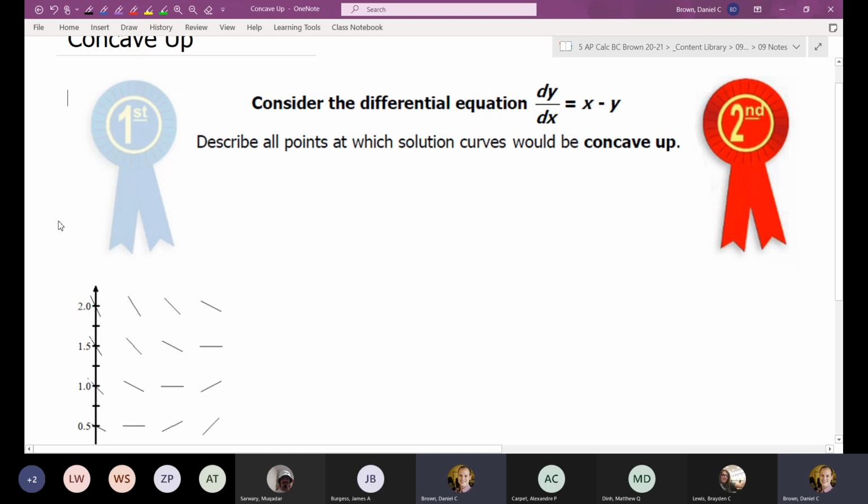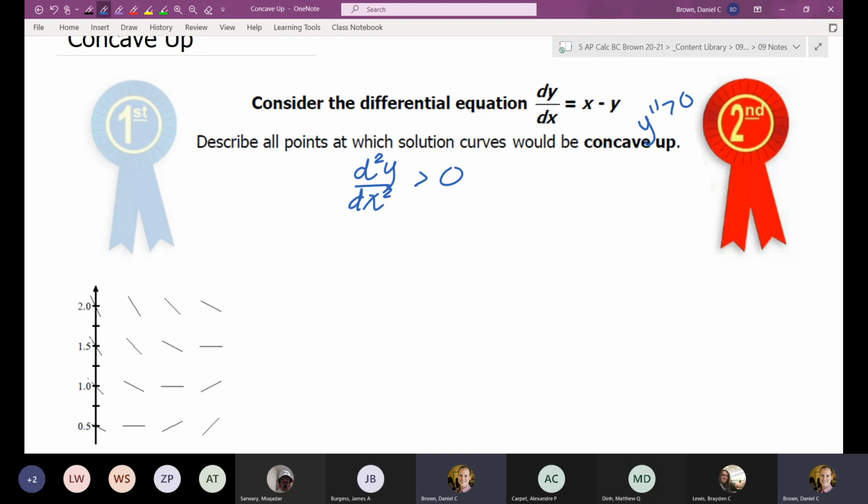What does it mean mathematically for it to be concave up? The second derivative is positive. We know that from first semester. This is the first derivative, but basically we want to show when the second derivative is greater than 0. That's what we want to find and show. Well, this is dy dx. How do I find the second derivative?